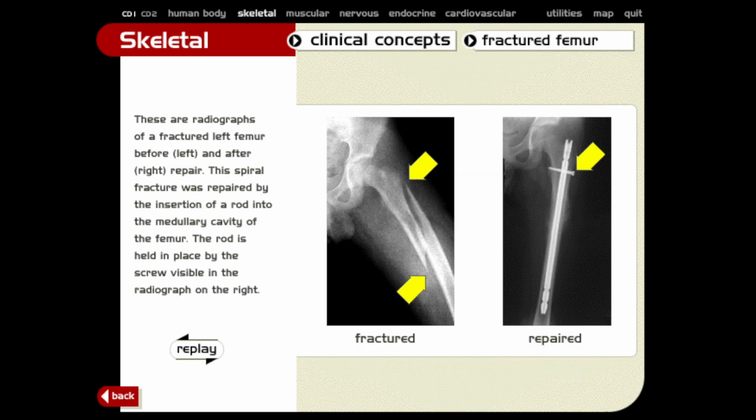These are radiographs of a fractured left femur before, left, and after, right, repair. This spiral fracture was repaired by the insertion of a rod into the medullary cavity of the femur. The rod is held in place by the screw visible in the radiograph on the right.